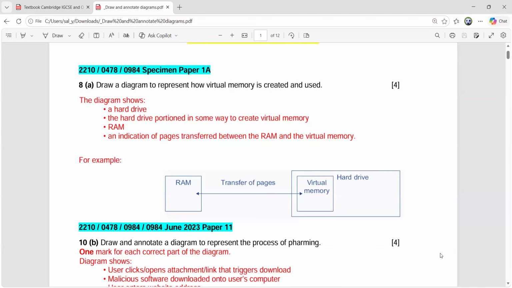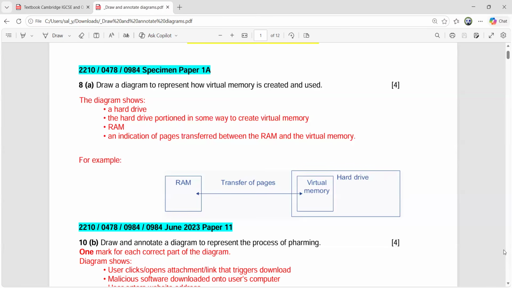This is just an example. Here we can see on one side RAM is drawn, on the other side the hard drive is drawn, because you remember that the hard drive has the virtual memory. So this is going to very easily give you 4 out of 4. And this is in specimen paper 1A.